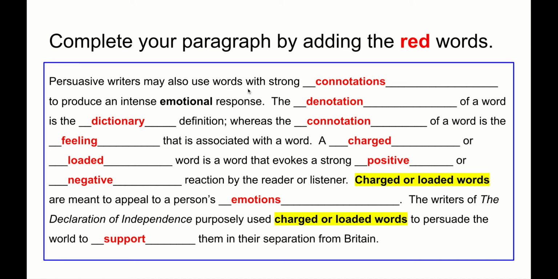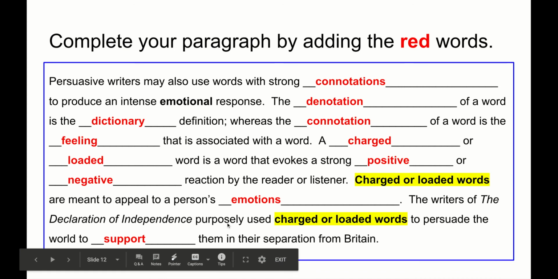Persuasive writers may also use words with strong connotations to produce an intense emotional response. The denotation of a word is the dictionary definition, whereas the connotation of a word is the feeling that is associated with the word. A charged or loaded word is a word that evokes a strong positive or negative reaction by the reader or listener. Charged or loaded words are meant to appeal to a person's emotions. The writers of the Declaration of Independence purposely used charged or loaded words to persuade the world to support them in their separation from Britain.